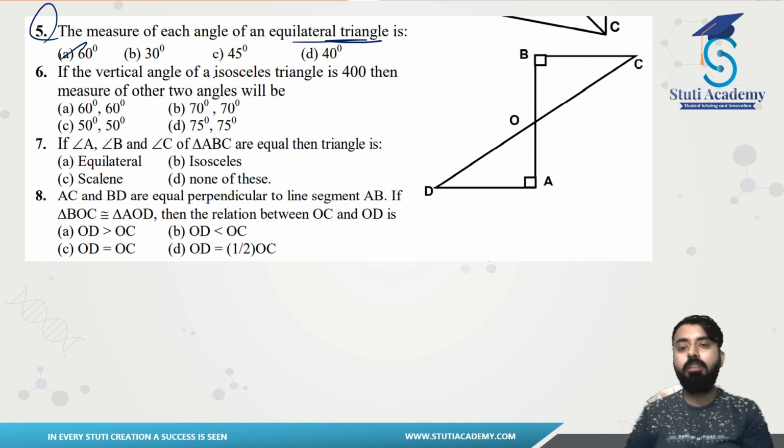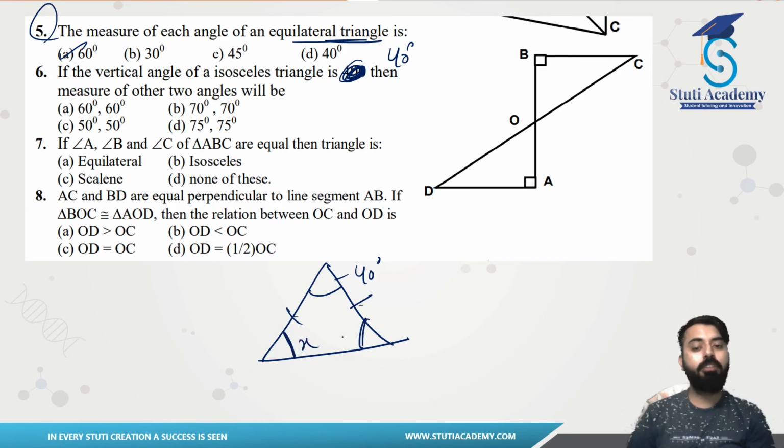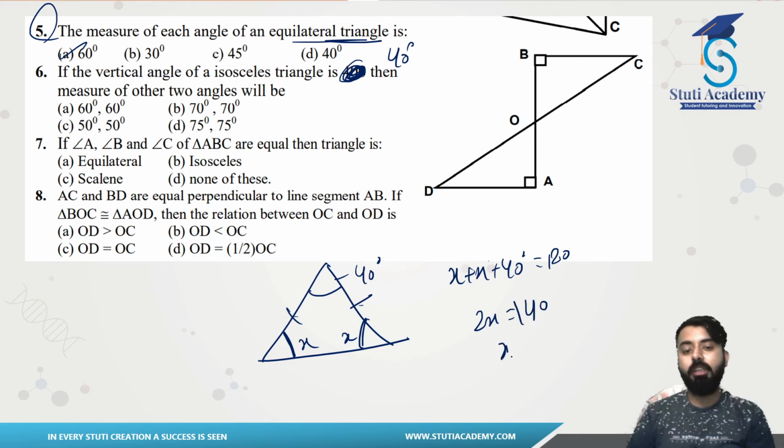If the vertical angle of an isosceles triangle is 40, remember this is 40. We have an isosceles triangle and its vertical angle. That means this angle is 40. What can you say about the remaining two angles? Now you guys see, in isosceles triangles, two sides are equal. Angles opposite to equal sides are equal too. If these two sides are equal, then base angles will be equal. If this is x, that is x too. So 2x plus 40 equals 180, angle sum property. 2x equals 140. X will be what? 70 each. So both of the angles will be what? They will be 70 and 70 each. I hope you guys understand this and you don't have any doubt in this.